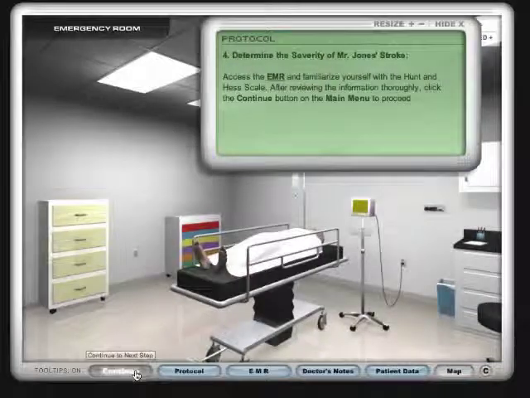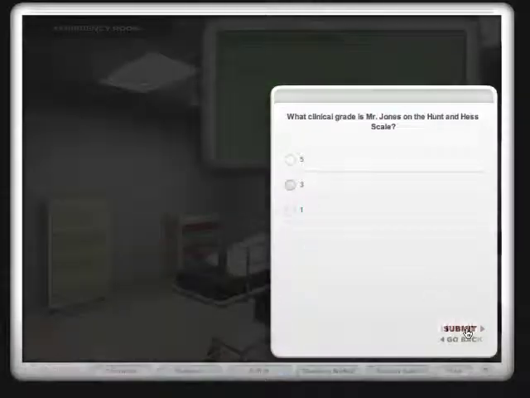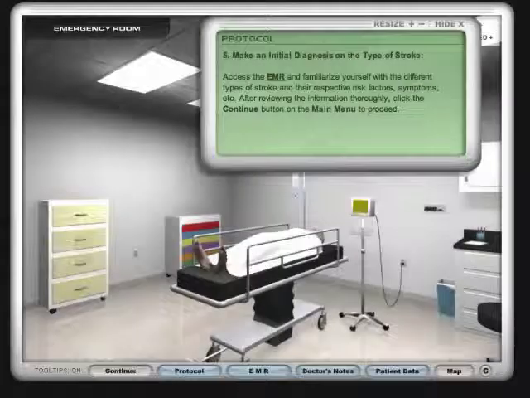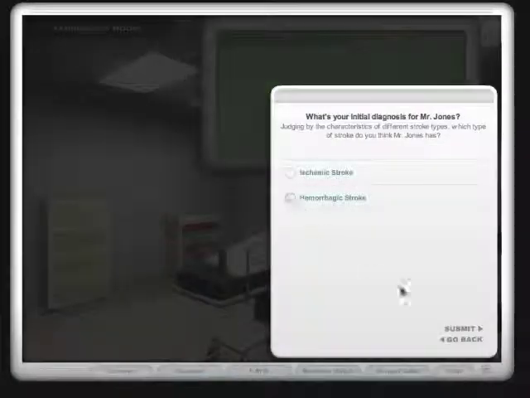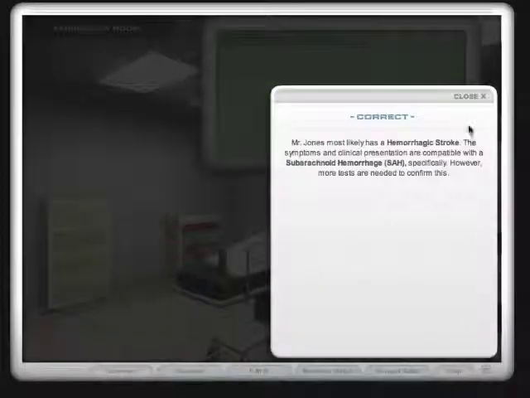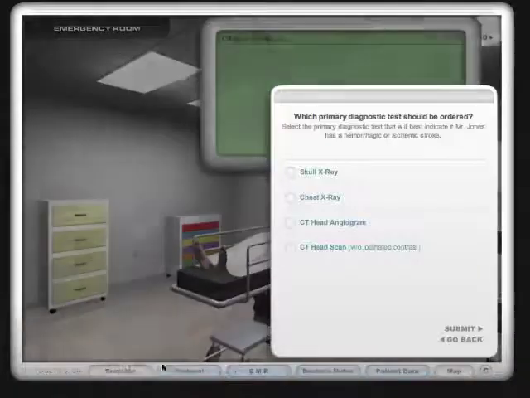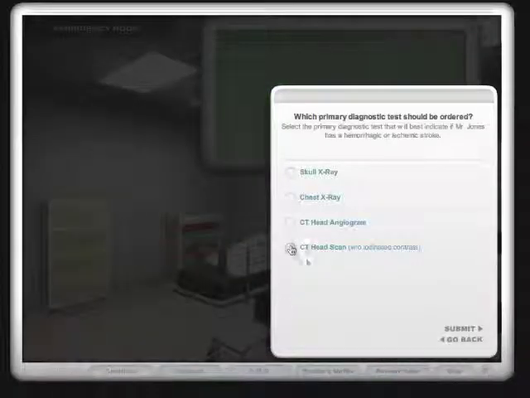The patient has a Hunt and Hess score of 3 and has most likely had a hemorrhagic stroke. The appropriate diagnostic test is a CT head scan without contrast. Ordering a CT head scan without contrast will determine whether the stroke was ischemic or hemorrhagic.